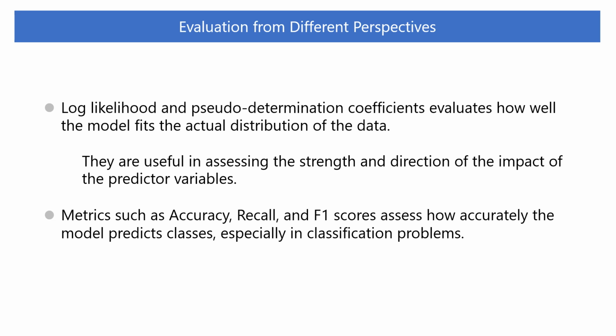We have seen performance metrics that are used when we apply logistic regression models as classification models. Some of you may wonder how model evaluation by metrics such as accuracy and F1 score differs from the evaluation using log likelihood and pseudo-determination coefficients, which were discussed in the previous chapters.